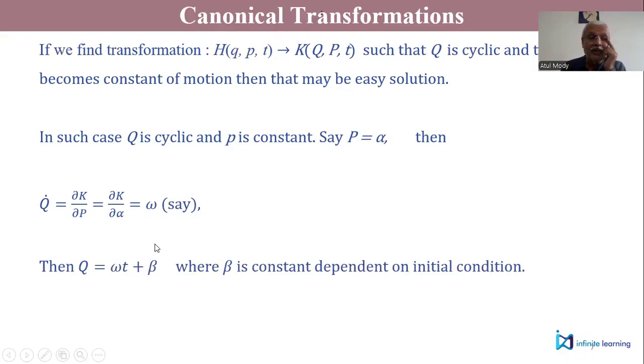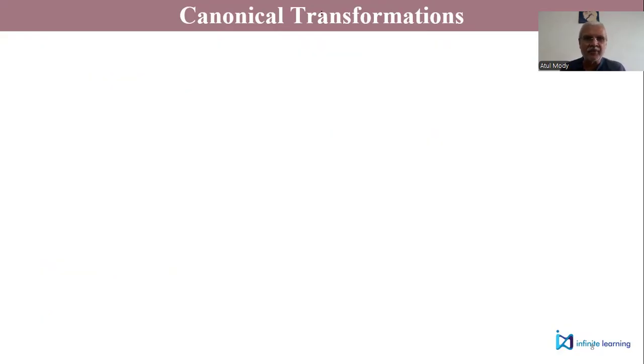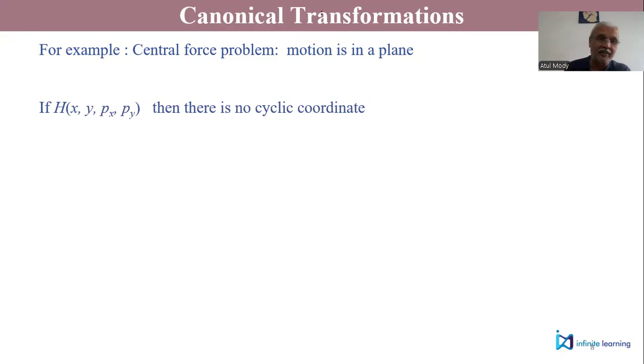Then integrating, your Q will be omega t plus beta, where beta is of course a constant that depends on initial conditions. So your transformation has solved the problem, because the new momentum is constant and the new coordinate is omega t plus beta. You have solved the problem. This is just a simple example. You can have a more practical one.